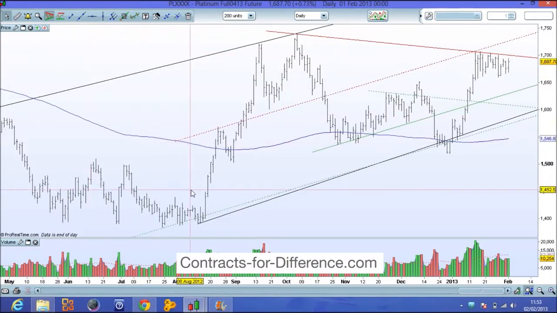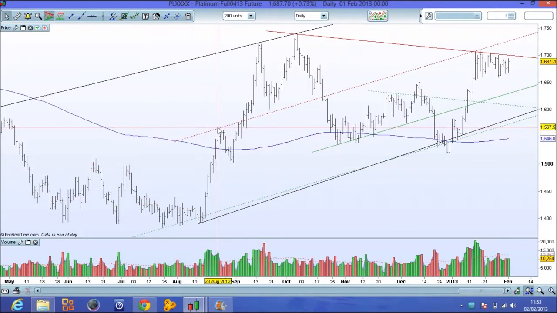Today's lesson is on the bull flag. The bull flag is a bullish continuation pattern. So what you'll find is you'll have a long flagpole of a rally. It hits a certain point and it will fall back. The price will be consolidated a little bit and then it will just continue upwards.